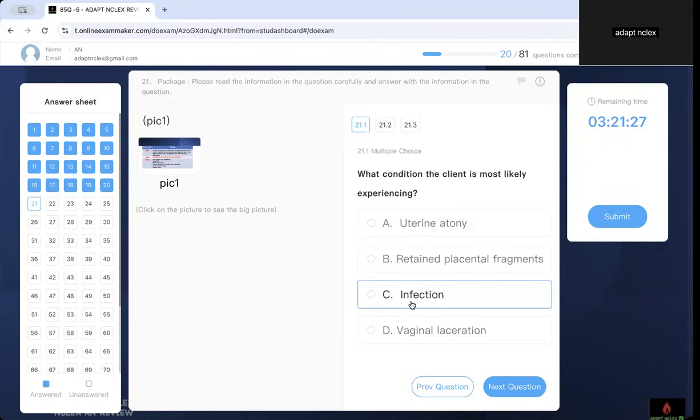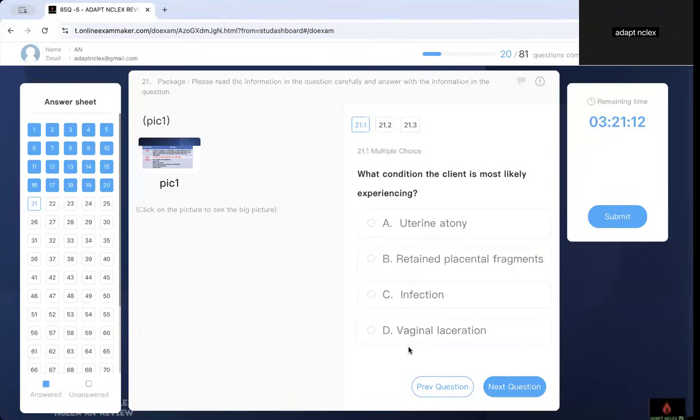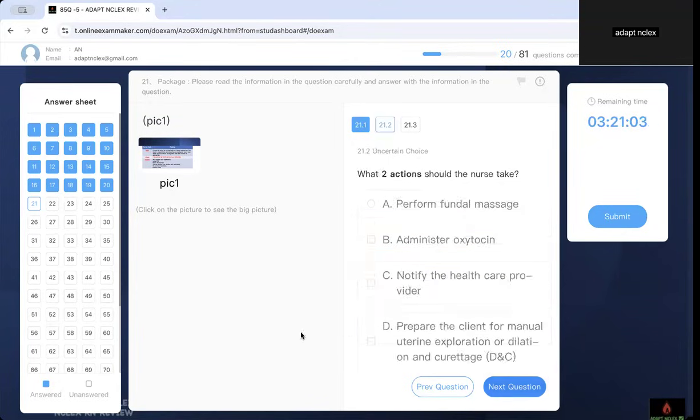Put it down in the comment. But go back to the buzzwords and you say, hey, there's no fever. It can't be infection. The uterus is firm and midline and contracted. It can't be boggy. There's no perineal laceration. It cannot be vaginal laceration. Therefore, this is retained fragment. Retained fragment prevents the uterus from contracting. That's why the mommy is bleeding.